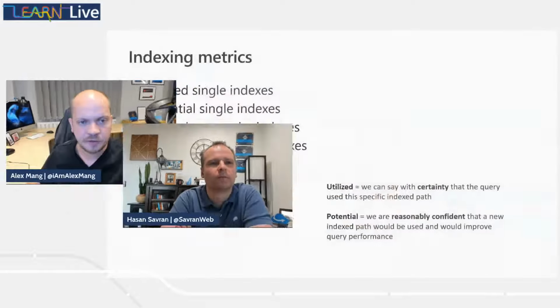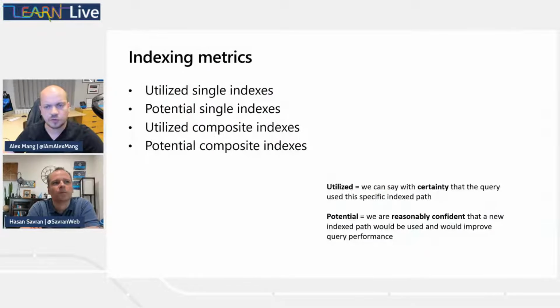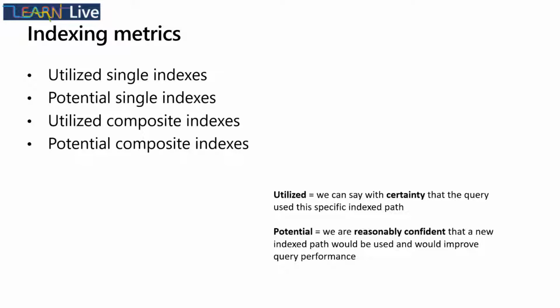There's also this concept of metrics, which typically return four properties back to you: the utilized single indexes, the potential single indexes, which are recommendations of course, the utilized composite indexes, and the potential composite indexes. The whole idea here is that if you see an index being utilized, that is evidence that the query engine used that specific index path.